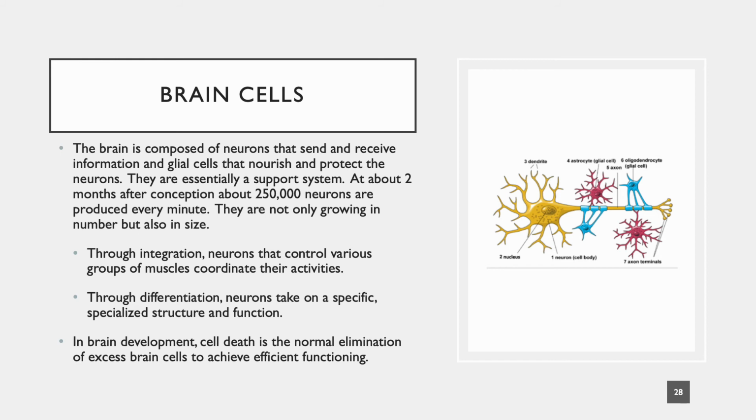Through integration, neurons that control various groups of muscles coordinate their activities. Through differentiation, neurons take on a specific specialized structure and function. In brain development, cell death is a normal elimination of excess brain cells to achieve essential functioning and to achieve efficient functioning.